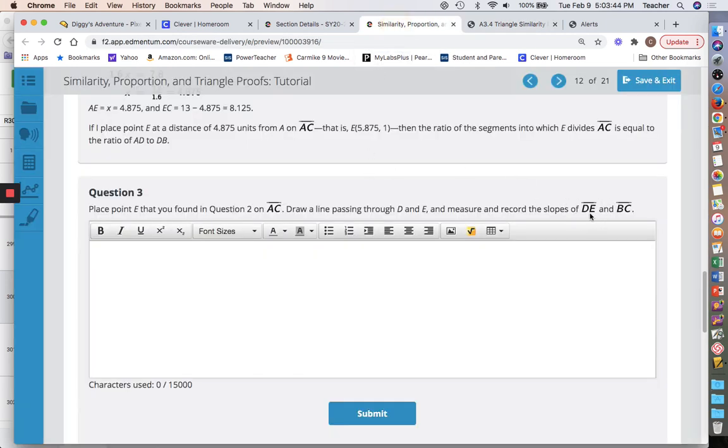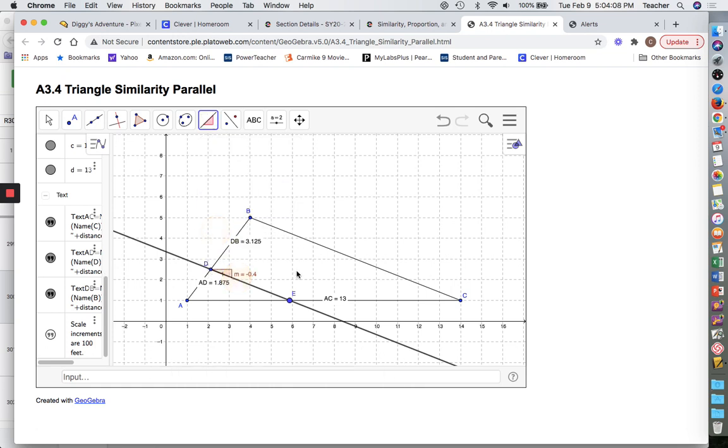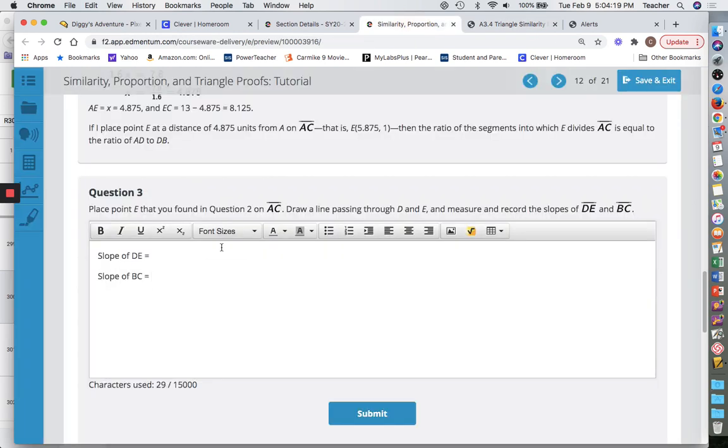So I guess that's why we're finding the slope of DE and BC. So slope of DE and the slope of BC. All right, we're going to do DE first. So slope is under that angle icon. The distance is all the same, so slope. So I'm going to click on this segment, and I got negative 0.4. Come down here and click on BC, and oh, yep, they are parallel. Look, they are the same slope, negative 0.4.